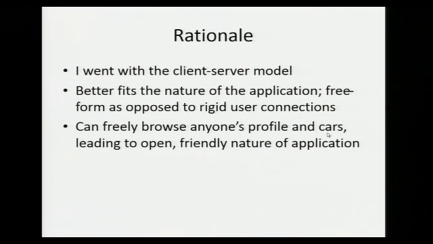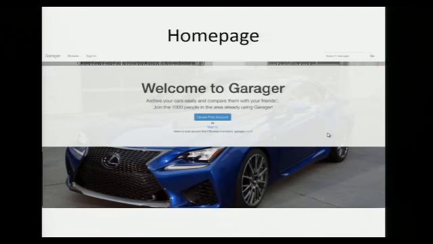So, as you probably guessed, I went with client server. Like I said, it better fits the nature of the application, just keeps everything open, and you can freely browse anybody's profile and cars. And so this is what I've got so far. This is the home page. This is basically proof of compilation because it's HTML and CSS. And so you've got the ability to register here or sign in.